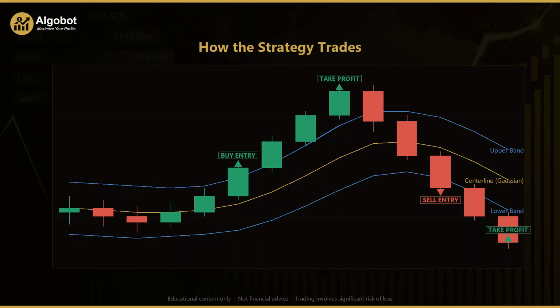So across this sequence, you've seen the complete idea. Ignore the flat channel chop. Wait for the center line to commit to a direction and only act when price closes decisively through the band the same way. That's how Gaussian Channel Breakout defines a trend worth following.